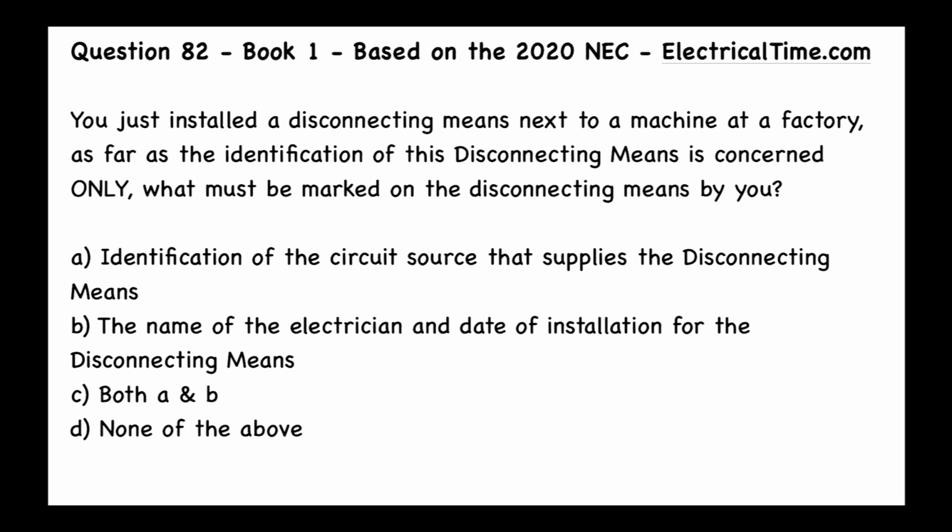You just installed the disconnecting means next to a machine at a factory, and as far as the identification of this disconnecting means is concerned only, what must be marked on the disconnecting means by you? Is it A, identification of the circuit source that supplies the disconnecting means? B, the name of the electrician and the date of installation for the disconnecting means? C, both A and B? Or D, none of the above?